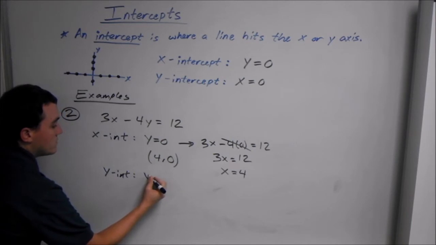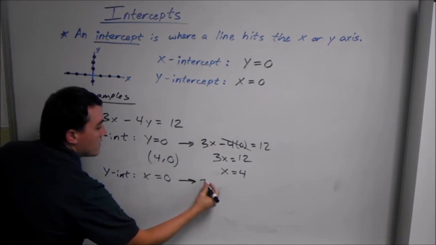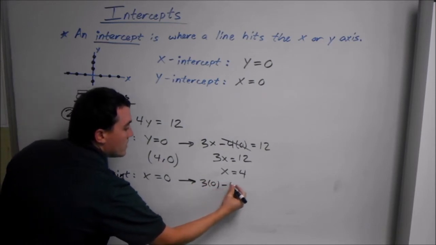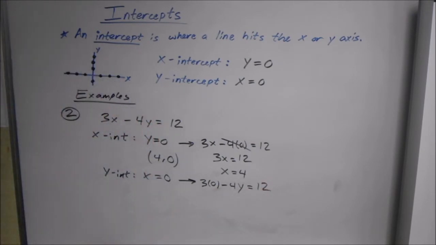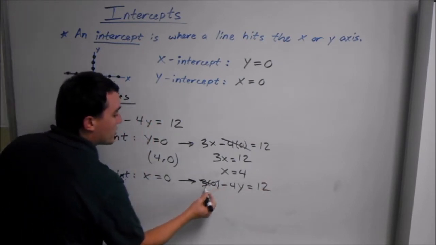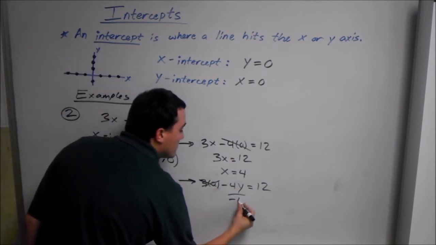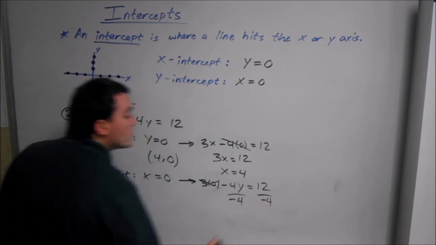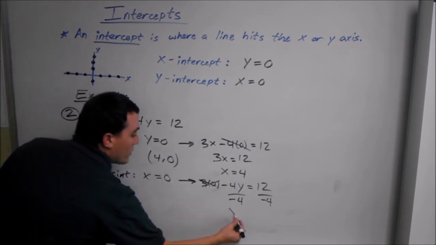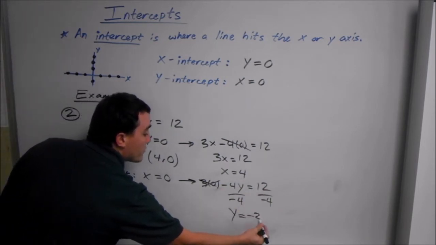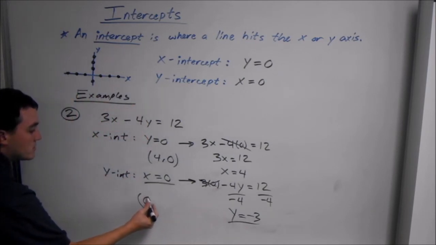So we plug in x equals 0. So we get 3 times 0 minus 4y equals 12. Well, we know 3 times 0 is 0. That's just going to go away. Divide by negative 4 on both sides. Make sure you include the negative. If you only divide by 4, your answer is going to be off. So we get y equals 12 divided by negative 4, which is negative 3. So this 0, comma negative 3 is our y-intercept.